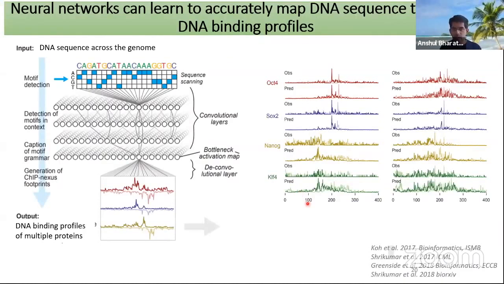That's where neural networks come in. So neural networks are basically machine learning algorithms. They are very powerful pattern detectors. What they can do is take one type of input, like an image, and map it to some other type of output, like a label. In this case, our inputs are sequences of A's, C's, G's, and T's.